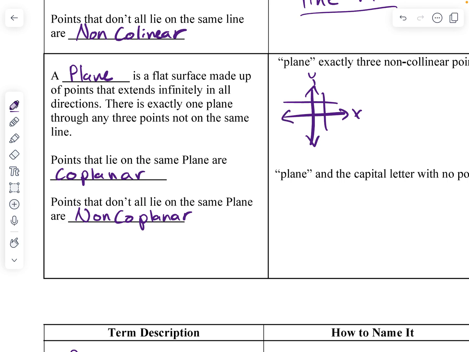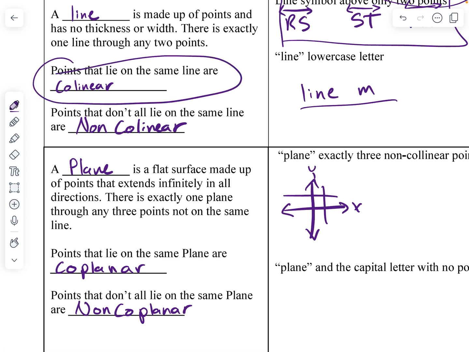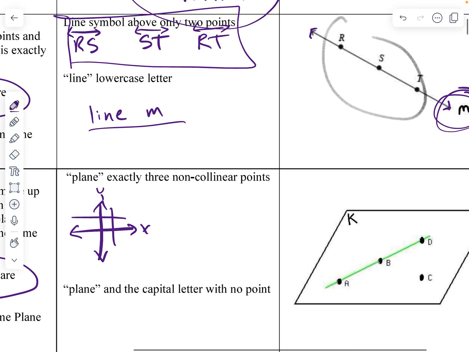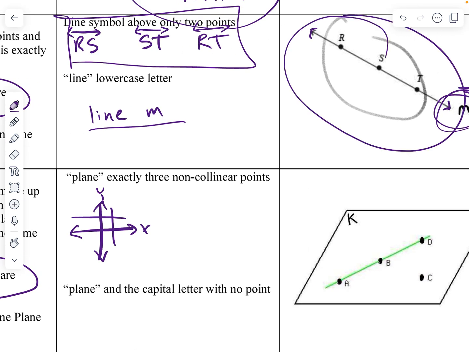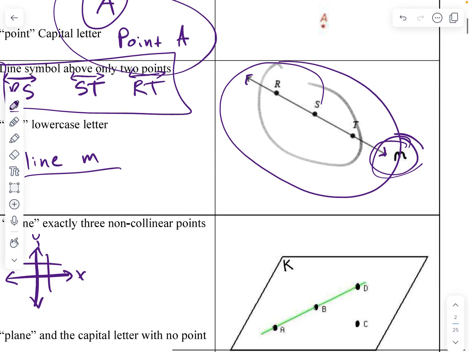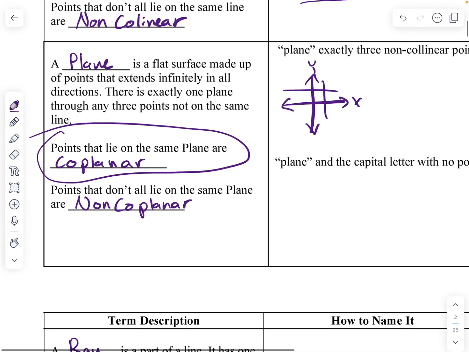Points that are on the same plane, I guess I did forget to talk about this up here. Points that lie on the same line are collinear. I remember it because points that lie on the same plane are coplanar. Kind of mean the same thing. If they're on the same line like that, you would say those are collinear. If they're not on the same line, let's say we have a point over here, like point capital K, you would say it's not collinear with those other points. Continuing, with a plane, you could say it's coplanar or non-coplanar.